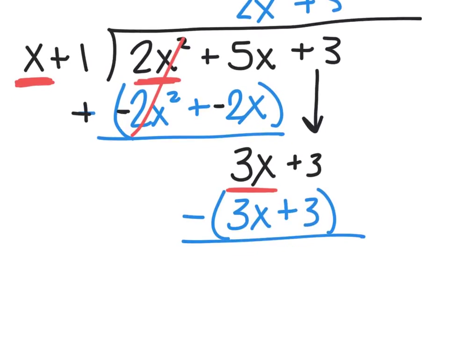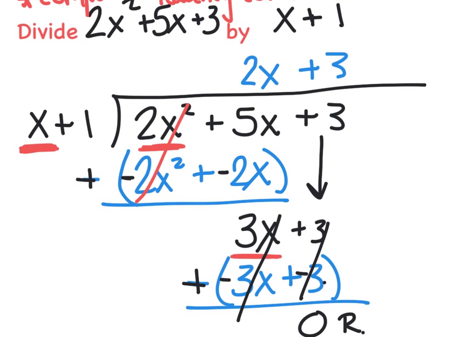Okay, now we're going to make that a positive and distribute the negative, negative, negative. And if I did it right, the leading coefficients should cancel. 3x and negative 3x are gone, and 3 minus 3 results in 0. So I have a remainder of 0, which is fantastic. That tells me that I'm done and that my two factors are x plus 1 and 2x plus 3.